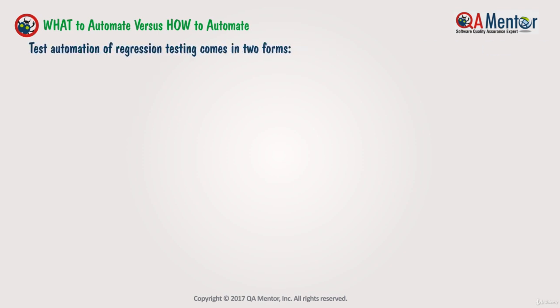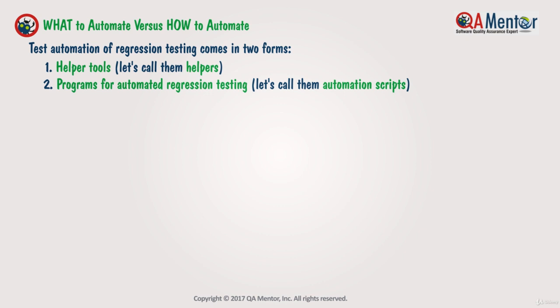Test automation of regression testing comes in 2 forms. 1. Helper tools. Let's call them helpers. 2. Programs for automated regression testing.